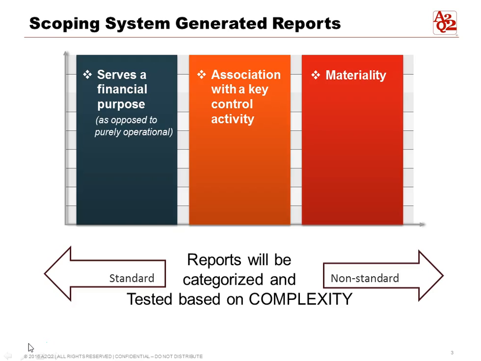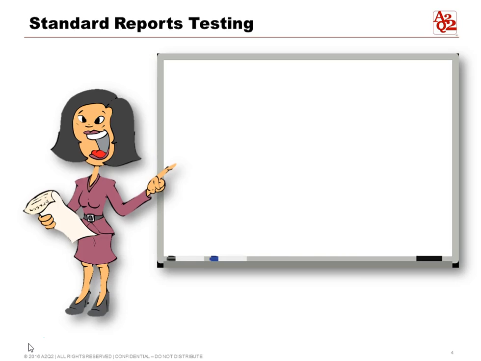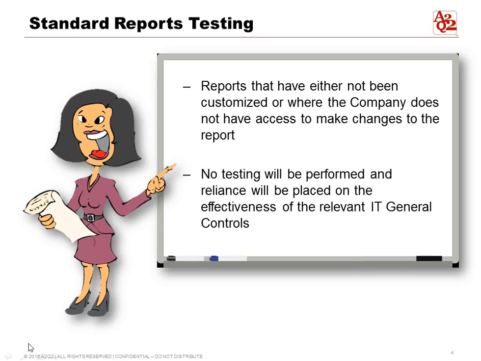Based on that, the reports would be categorized and tested based on their complexity. So there's the non-standard reports and the standard reports. I'm going to describe what a standard report is, and anything that doesn't fit that criteria is non-standard. So let's dive into standard reports testing. Reports that have not been customized, or where the company or user doesn't have access to make changes to the report, are considered standard reports.